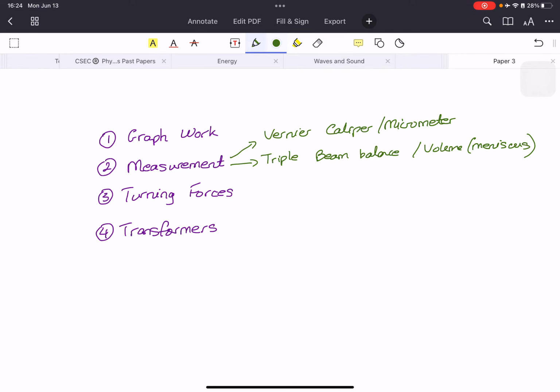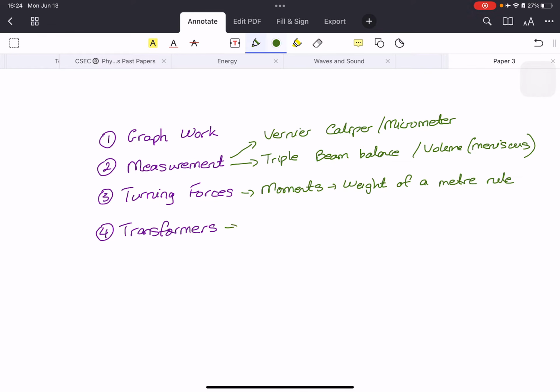Now, in all the years of paper 3 past papers, there have been no past paper questions on these 2 topics, but we don't need to fear, right? Because if that is so, there's only really one experiment per topic that they could really ask, okay? So for the turning forces, which is essentially moments, right? Moments are turning forces. The experiment is to find the weight of a meter rule.